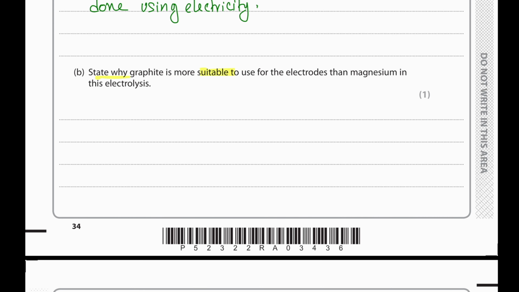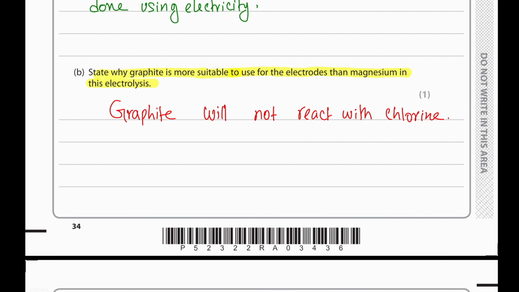State why graphite is more suitable to use for the electrodes than magnesium in this electrolysis. Graphite will not react with chlorine, whereas magnesium will react with chlorine. So we need to have inert electrodes.